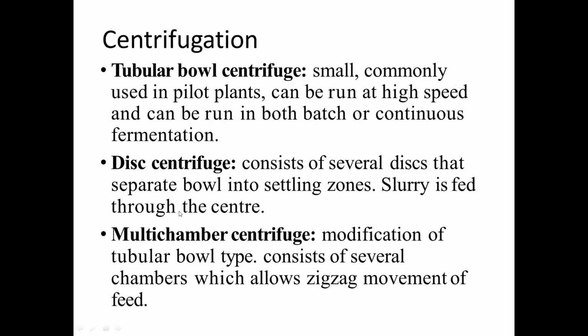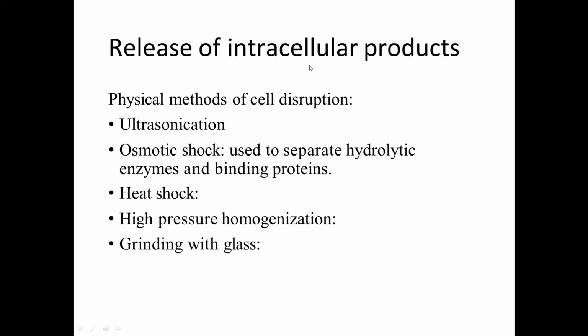Slurry is fed through the center. Then you have multi-chamber centrifuge. A modification of a tubular bowl centrifuge, it consists of several chambers which allow zigzag movement of the feed. Then how are the intracellular products released?